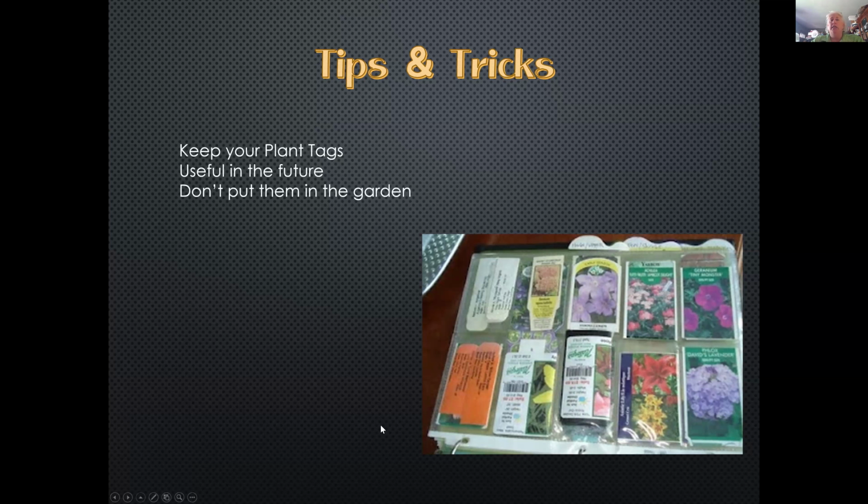So do keep the tags though, because I find that I've had many, many conversations over my life as a gardening educator where the person had a problem with a plant, wanted to replace a plant, and I have said, did you keep the tag? And usually the answer is no. So do get in the habit of that. It's a good habit.